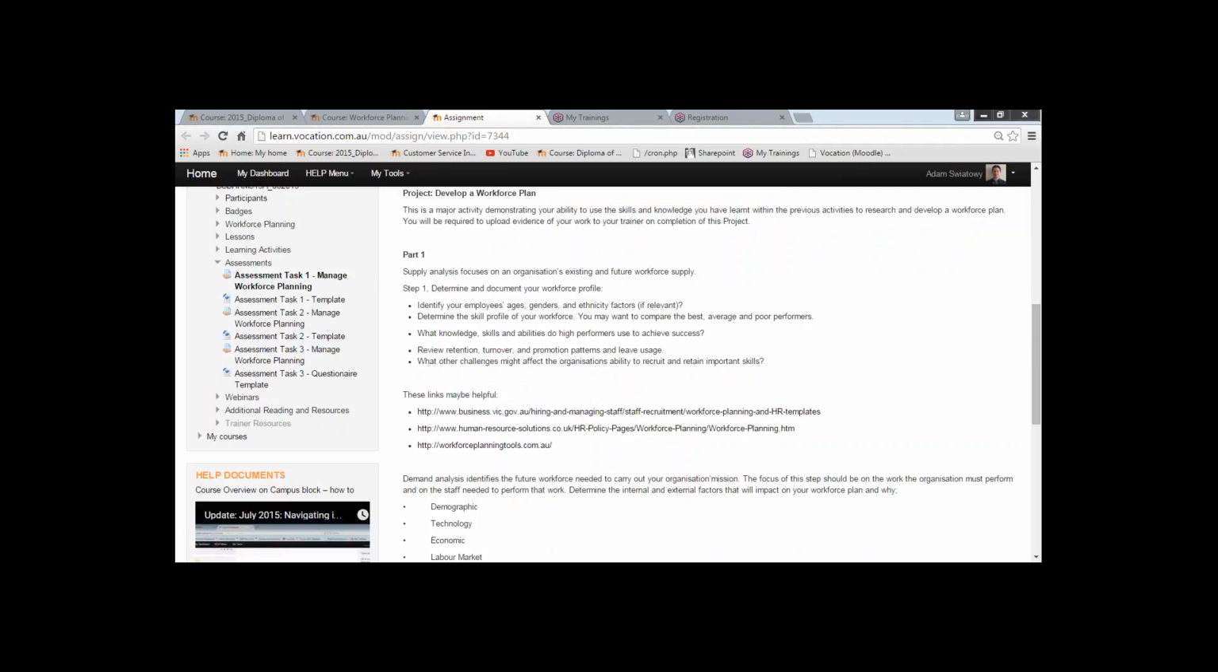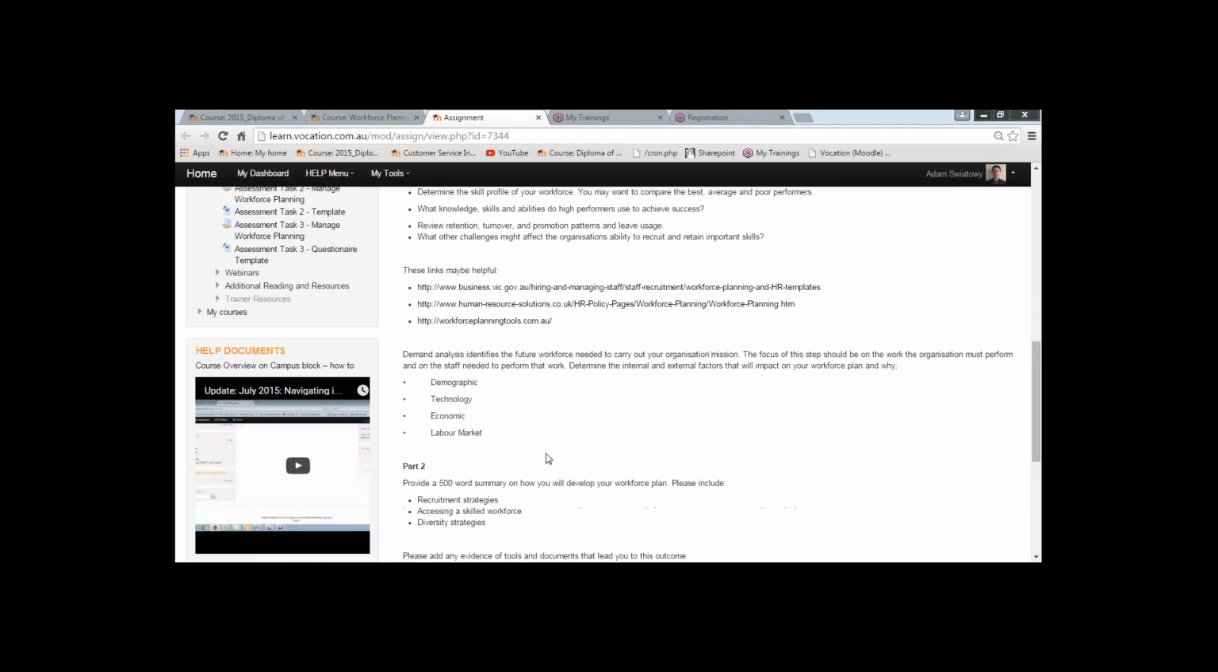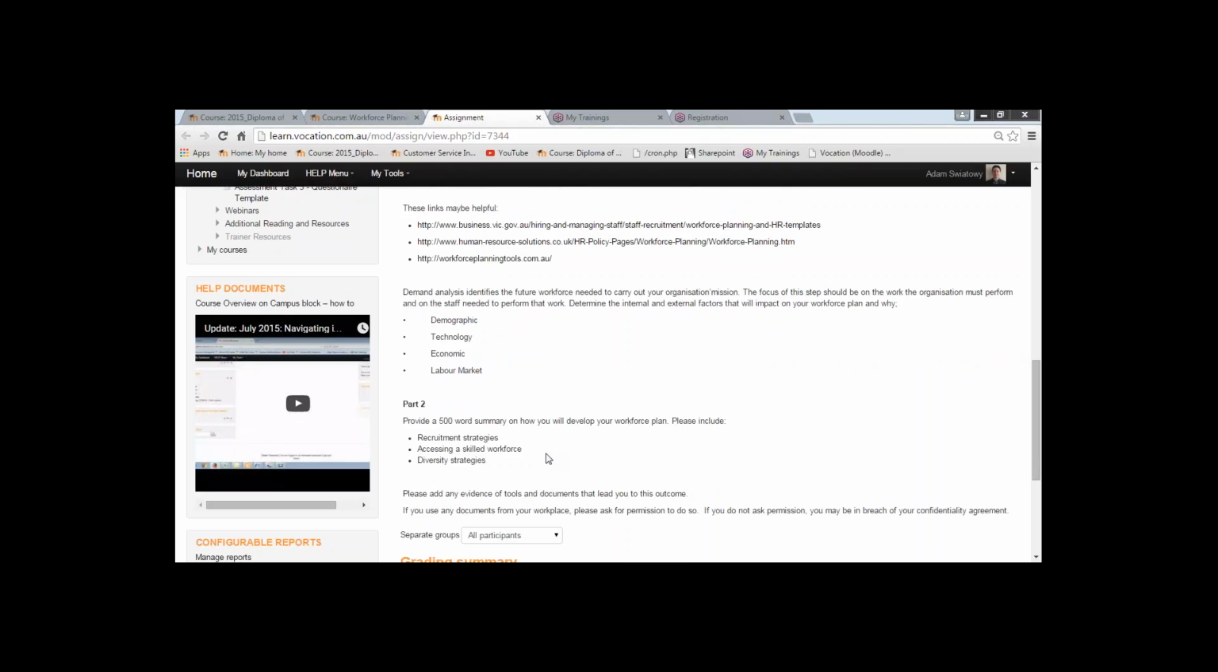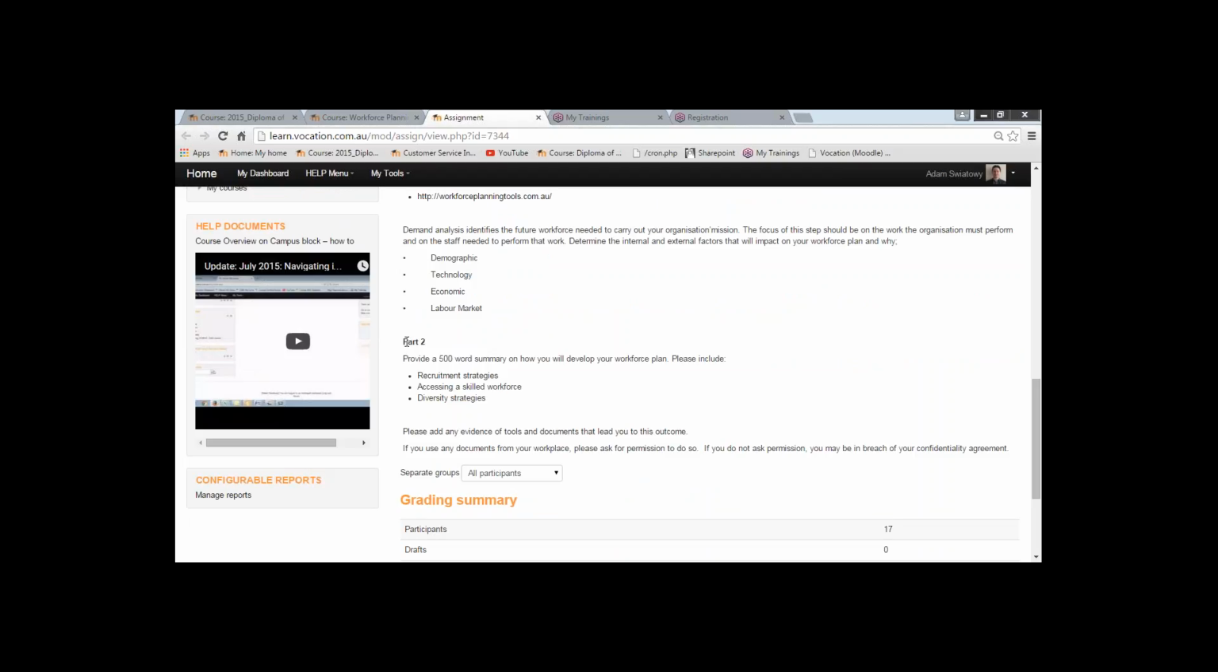So it's actually split into 2 parts. I'll read through the sections here, but then we'll go through the actual template itself. So the requirement for you is to complete a workforce plan, which is part 1, looking at a supply analysis, determining and documenting your current workplace profile, which includes these dot points below. A bit of a demand analysis as well, so having a look and seeing what exists outside of the business. So looking at economic factors or technological factors, having a look at the labour market, having a look at some of the different job prospects for some of the roles that you'll need to fill as part of your strategic plan. And the last part is just a 500-word summary on a couple of points.